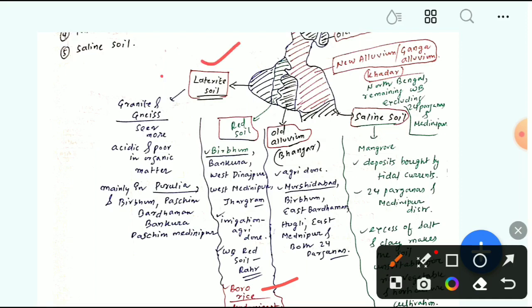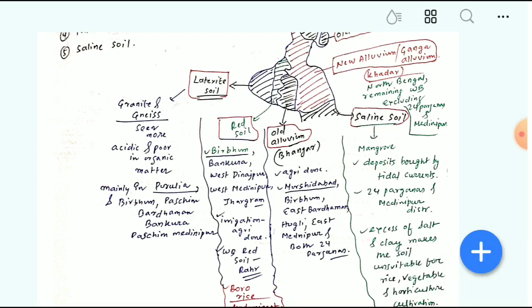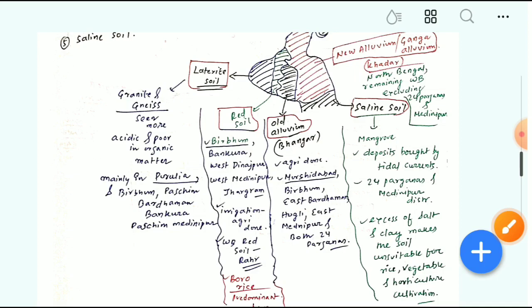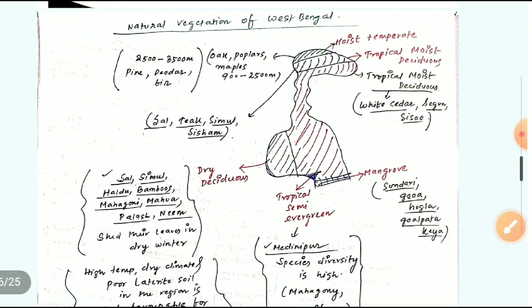And this is the laterite soil. It is granite and gneiss. It is more acidic and poor in organic matter, mainly in Purulia and Birbhum: Purulia, Birbhum, Paschim Bardhaman, Bankura, and Paschim Medinipur. So this is the laterite region of West Bengal.